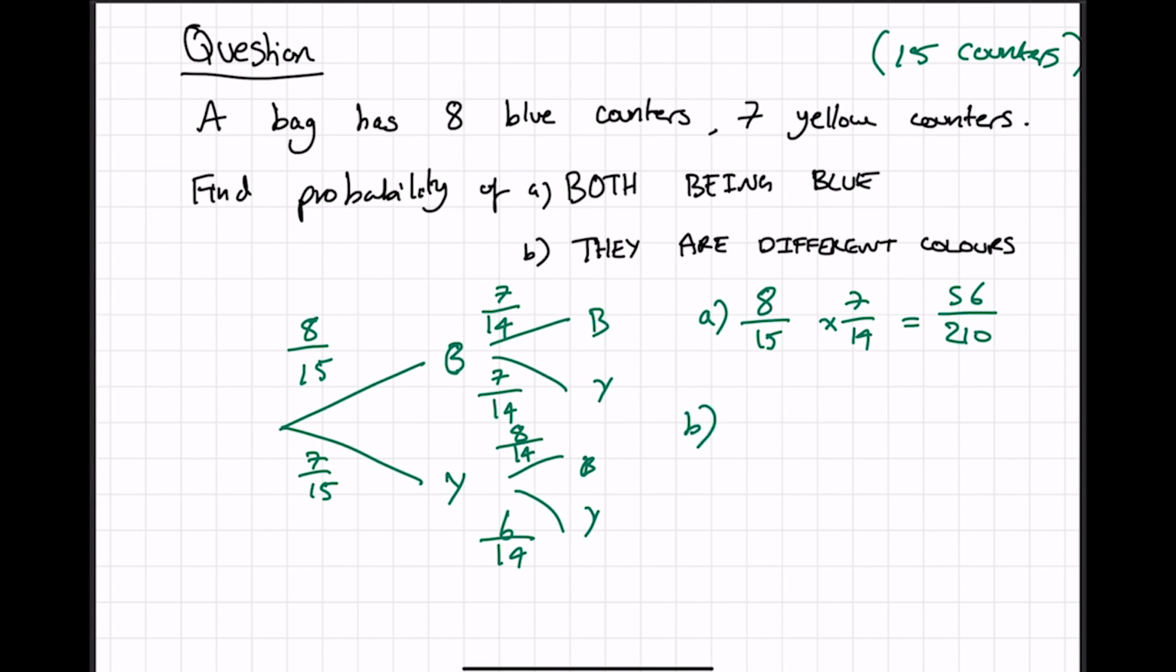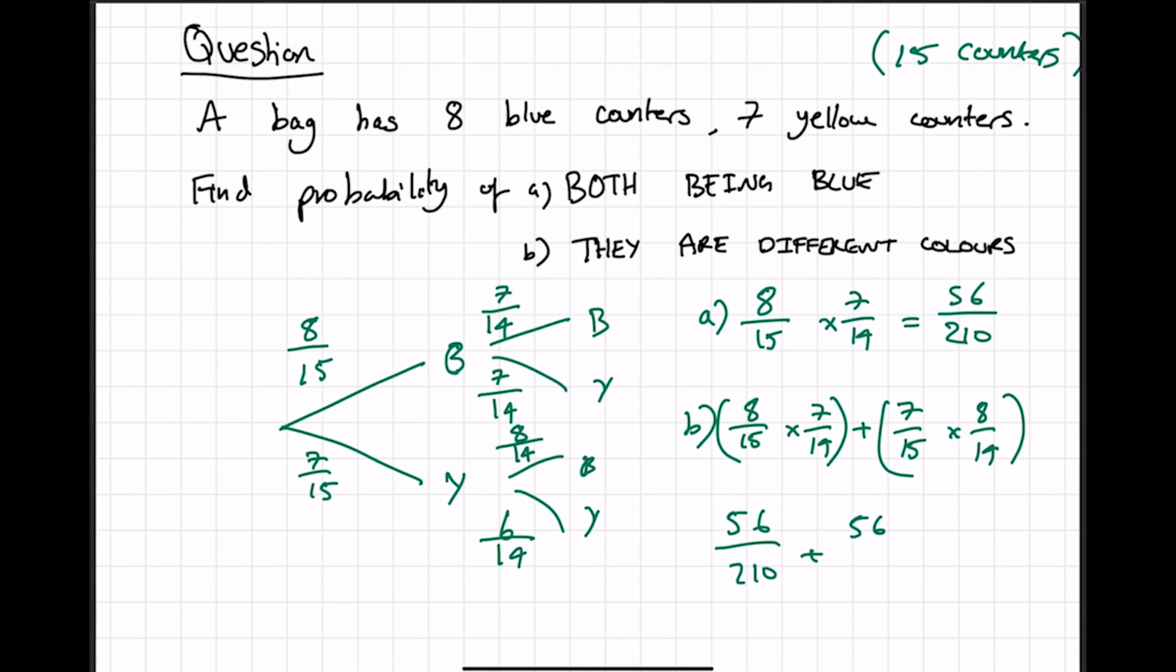And what's the probability that they're different colors? Well, there are 2 ways they can be different colors. I could either pick blue, then yellow, which means I use these 2, or I can pick yellow and then blue, which means I use these 2. So there are 2 different ways that can happen. I do 8 over 15 times 7 over 14, plus this part here, 7 over 15 times 8 over 14. Put together, that's 56 over 210 plus 56 over 210, which is equal to 112 over 210. So that's the answer for them being different colors.